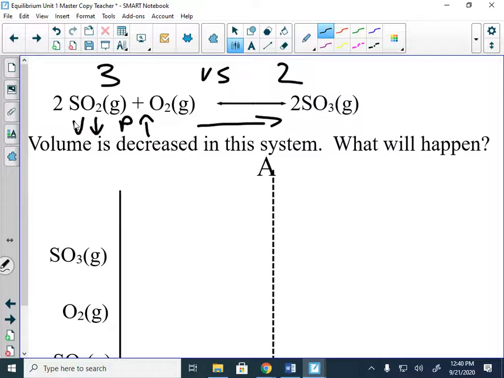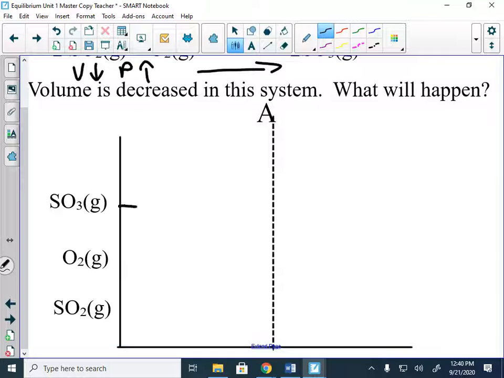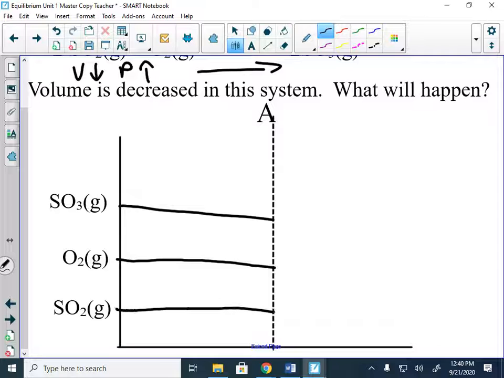So SO3, O2, SO2 are trucking along at equilibrium, la-di-da, life is good. At A, volume is decreased. Now, the first thing that happens at A, if you decrease the volume, is that everything goes up. Everything spikes on the line. Why does everything go up? We didn't say everything goes up. We said it's going to shift to the right. The reason why everything goes up is that this side is measured in concentration.